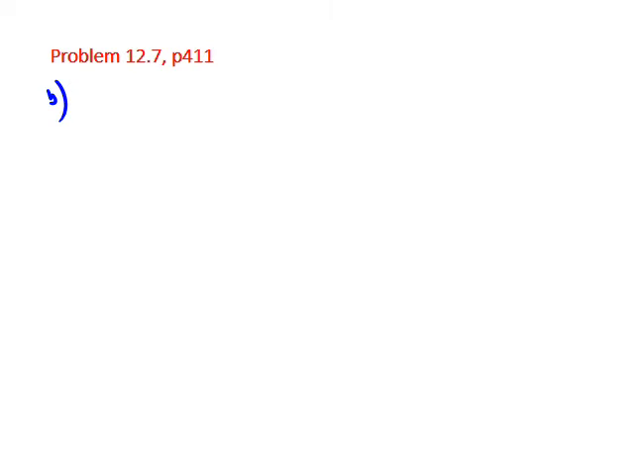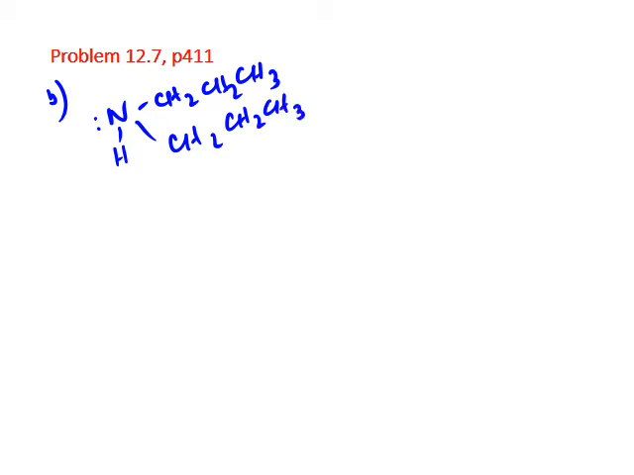So let me write down part B. The actual question, and I'm going to write it a little differently so that you can see the actual structure: NH, and there are two groups, CH2 CH3, and the other one is also bonded like that, CH2 CH3. The question is, how do you get this compound starting from an amide?